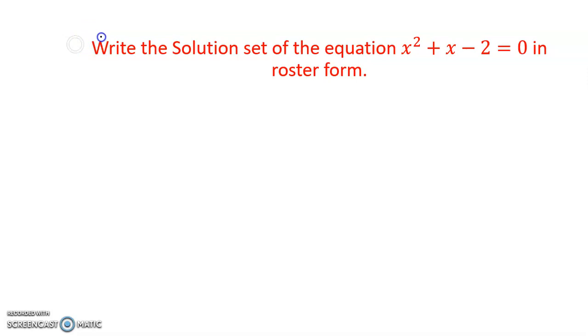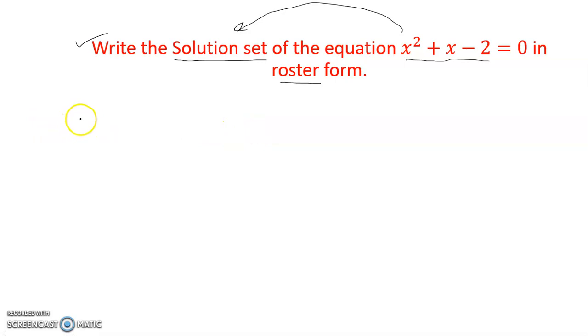So we have the first example right here, which says: write the solution set of the equation x square plus x minus 2 is equal to 0 in the roster form. We already understand that roster is a tabular kind of format in which all the elements are listed one by one, separated by a comma. And this set is supposed to be the solution set of this equation. That means I need to solve this equation first, and whatever solution comes out needs to be represented in the roster form.